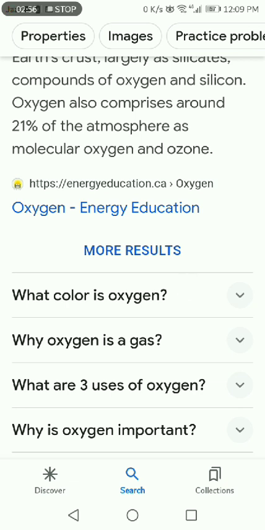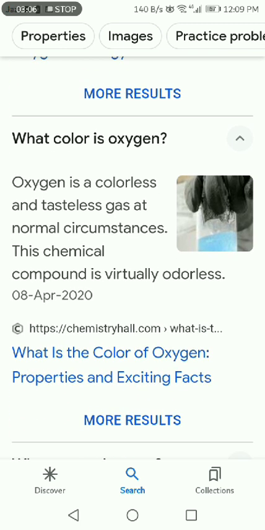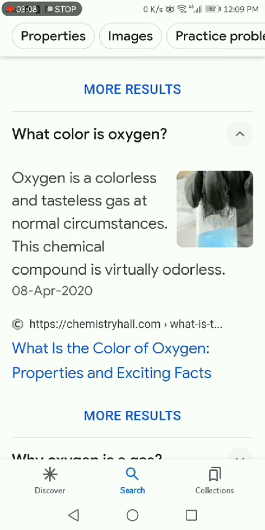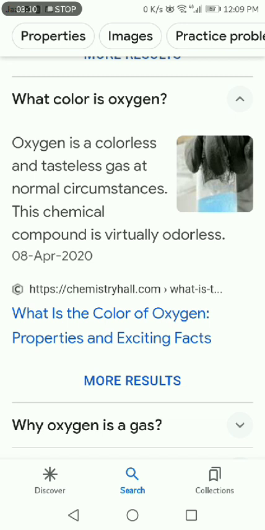What color is oxygen? Oxygen is a colorless and tasteless gas, and normally chemists find these chemical compounds in a variety of forms.